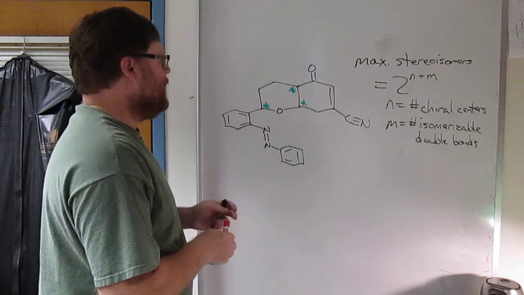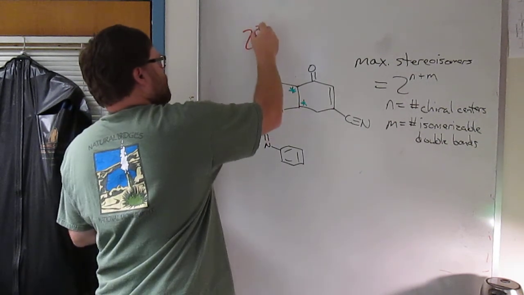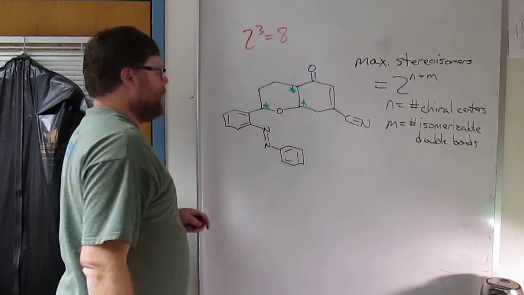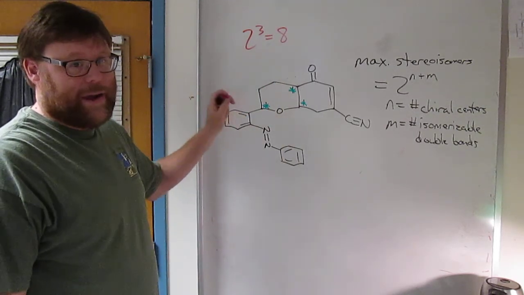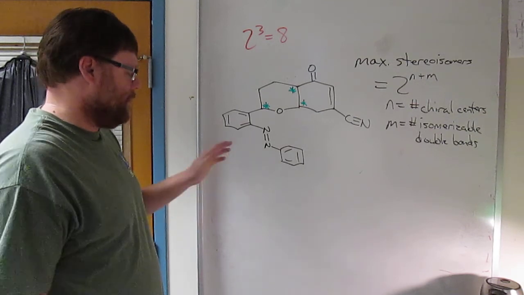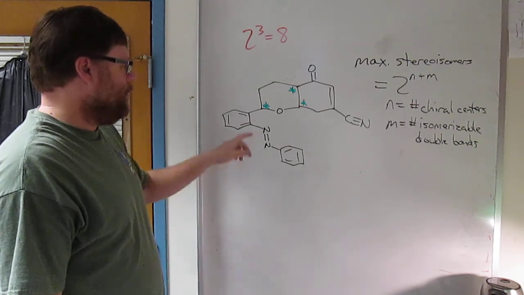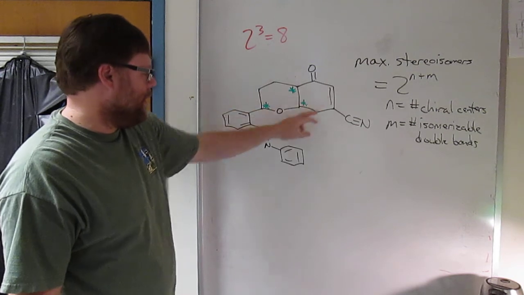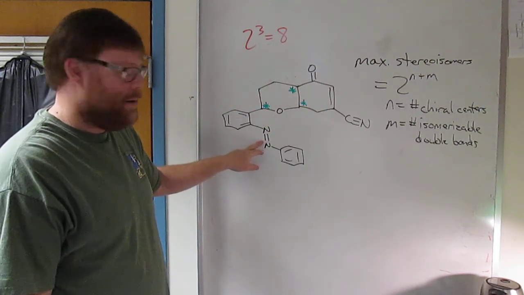Well, 3 chiral centers, that's easy enough. So 2 to the 3 equals 8. So if you only look at chiral centers, you would say 8. There are 8 possible stereoisomers here. But what about the double bonds? We have a double bond there, and we have a double bond here.